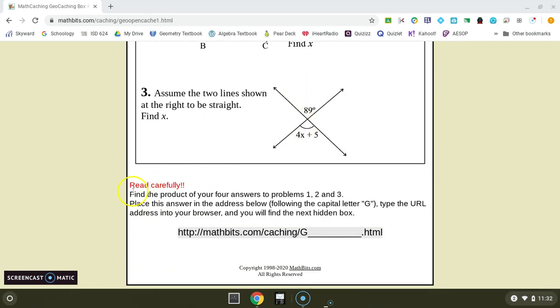Then we want to read this carefully. It's going to be different each time, so you really want to make sure you're reading and understanding what it's asking. It says find the product, and product means multiply, of your 4 answers for problems 1, 2, and 3. So I'm going to take 130 times 50 times 4 times 21, and I get an answer of 546,000.